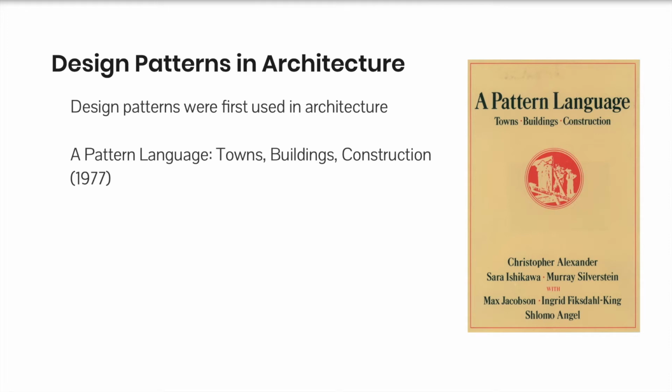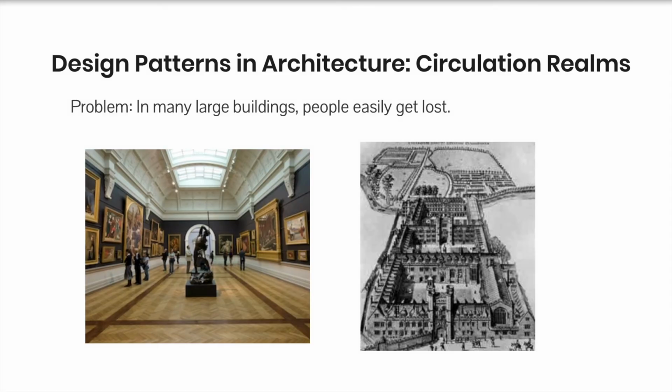And this language is made up of 253 architectural and urban design patterns. So everything from solutions for designing cities, gardens, specific rooms, and even objects like doorknobs. Each pattern describes a problem and then offers a solution, just like we saw in the previous examples. So now let's take a look at an example of a design pattern in the book.